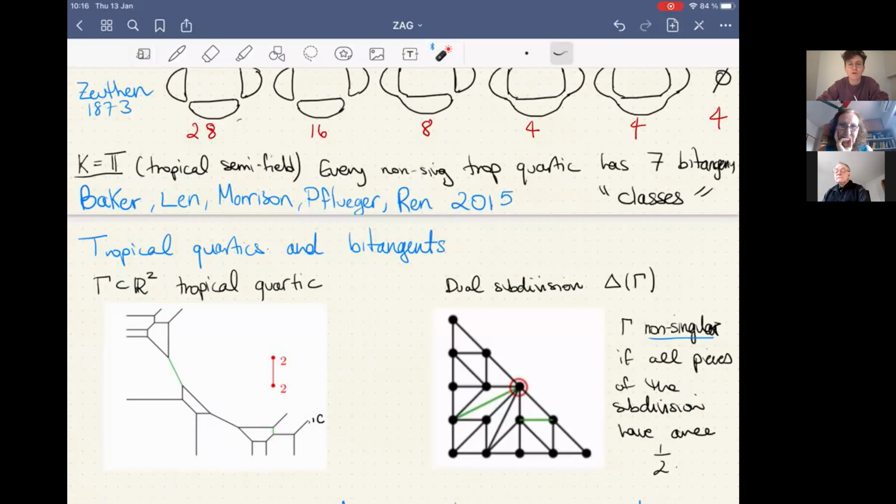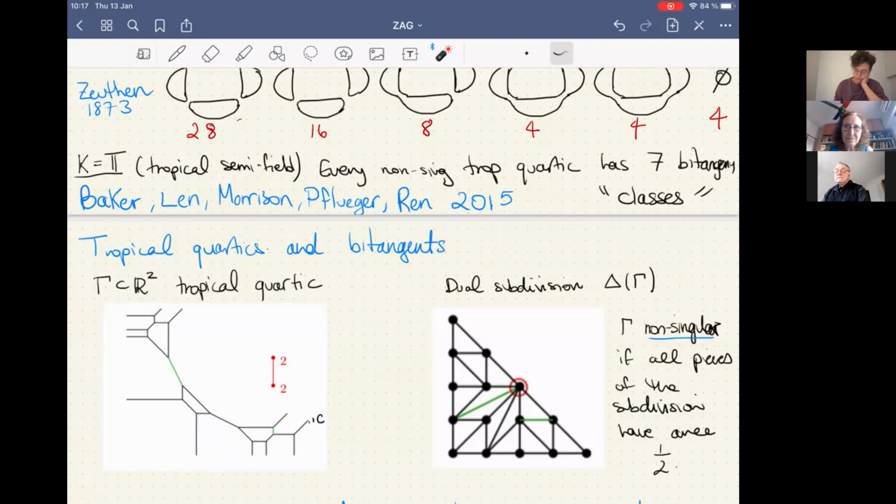These tropical curves will be piecewise linear graphs embedded into the plane. They can be defined with tropical polynomials. We'll see how they arise from honest curves in a bit, but I want to start with some examples. And every curve will have a so-called dual subdivision. This will come up also later in my talk.